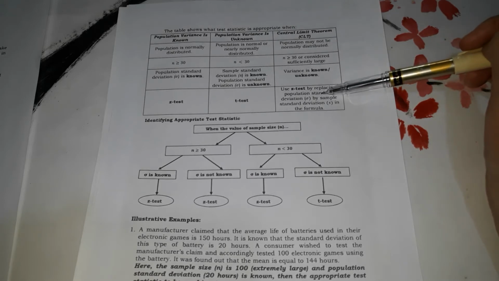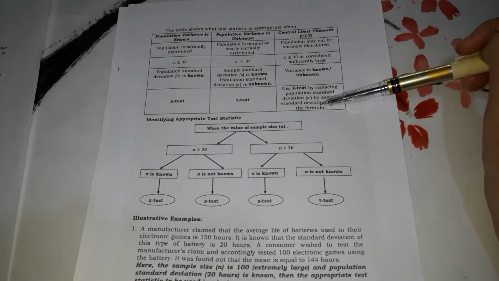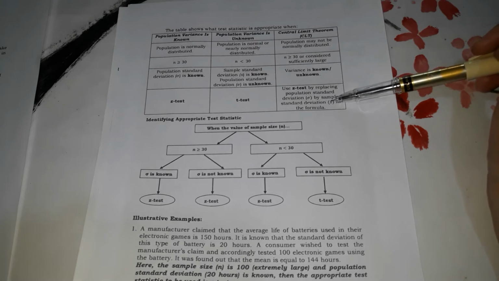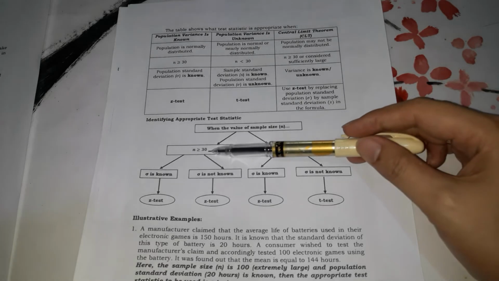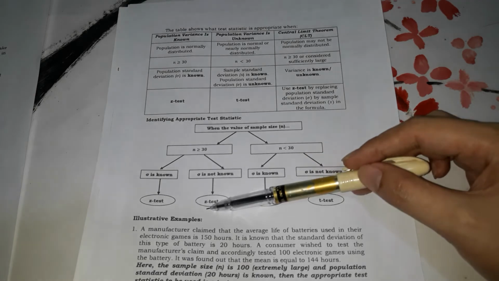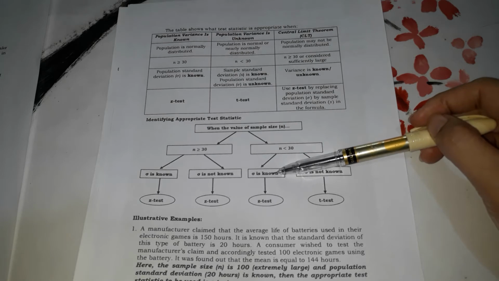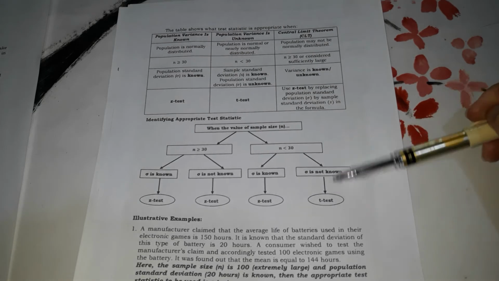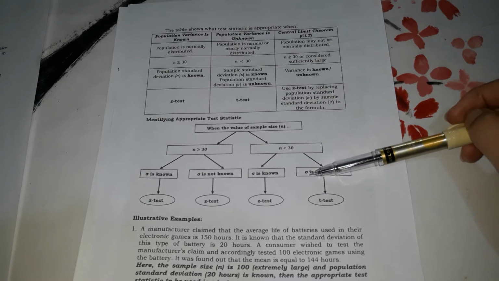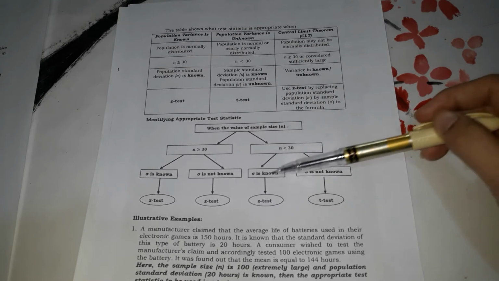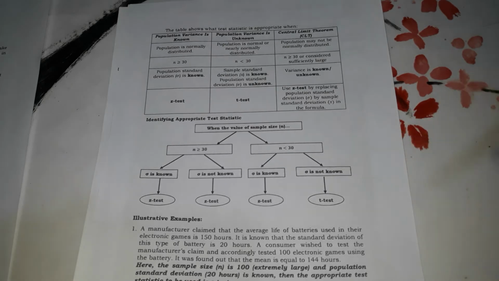However, if the population standard deviation is not known, you could change that to the sample standard deviation S. So in the concept map, if it is greater than 30, known or unknown, use z-test. If it is less than 30 and the population standard deviation is known, it's z-test. Kapag hindi siya known, that's t-test. Again, kapag nandyan ang population standard deviation, yung gagamitin is z-test.